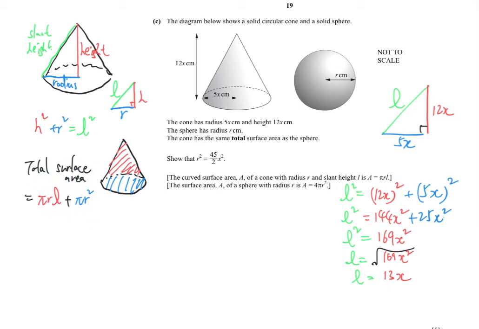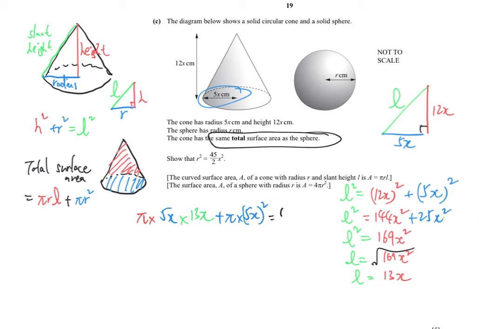So the total surface area of the cone should be pi RL. So pi times R, the R is 5x, multiplied by L, L is 13x, and then plus the base area, pi R squared. R is 5x, and remember you should have a bracket squared. This total surface area for the cone will be equal to the total surface area of the sphere, which is 4 pi R squared, as already given to you.